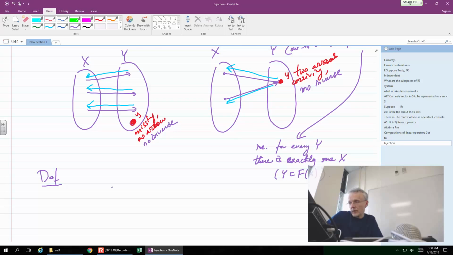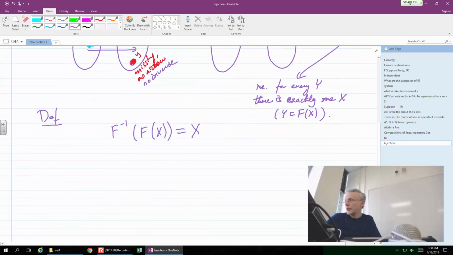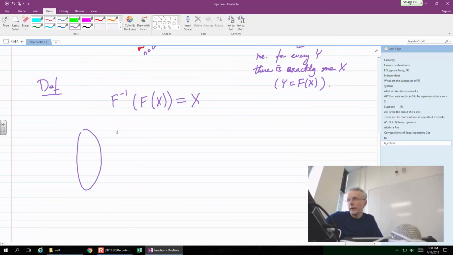Yeah. So say it again. f of f inverse, yeah, of f of x equals x. Okay, in other words, we can have that illustration like this once again.